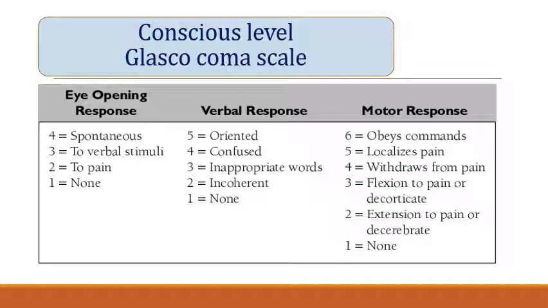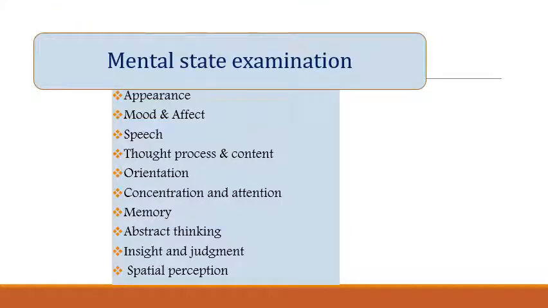If he has no response, he will be scored 1. So, the fully conscious patient should give a score of 15, which equals 4 plus 5 plus 6. And the deeply comatose patient will be scored 3, which equals 1 plus 1 plus 1. If the patient is fully conscious, I will proceed to my assessment of the mental state examination. The mental state examination has many items.